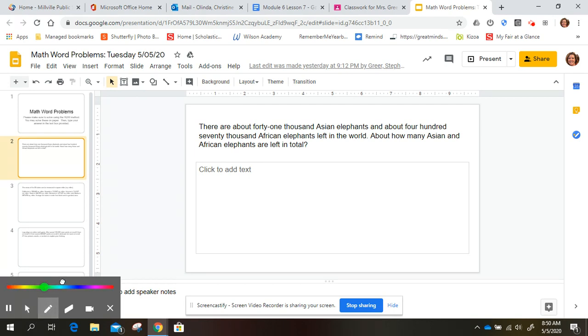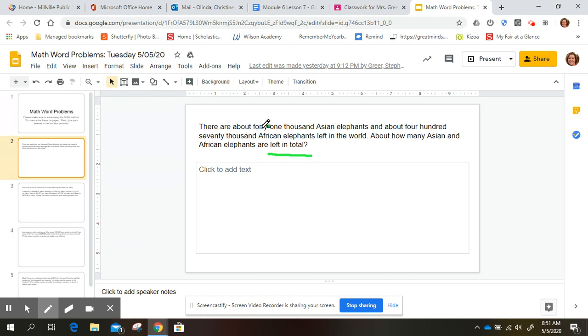It says there are about 41,000 Asian elephants and about 470,000 African elephants left in the world. About how many Asian and African elephants are left in total? And so we're asking how many are there altogether in total. And so I'll need to write this out as a number in standard form instead of word form both times, and then I'll need to add.